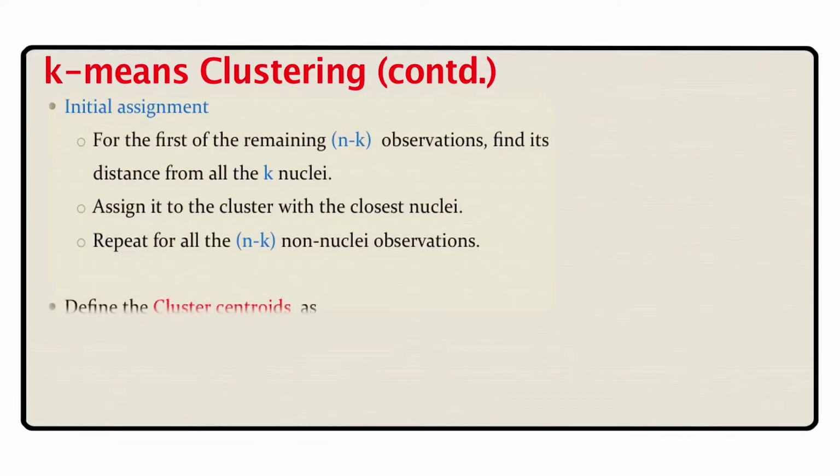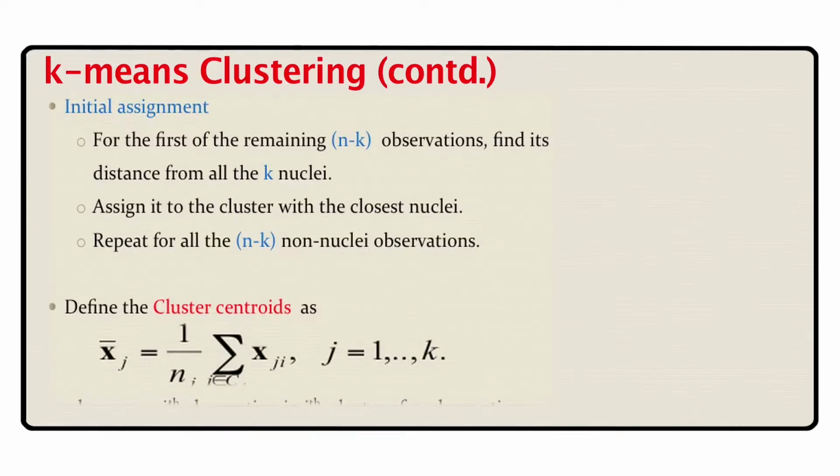So once we have formed the initial clusters, we next define the cluster centroids. As before, the cluster centroids are the mean of the clusters. So xj bar is the cluster centroid of the cjth cluster. It's given by 1 by nj summation xji, where nj is the number of cluster members.